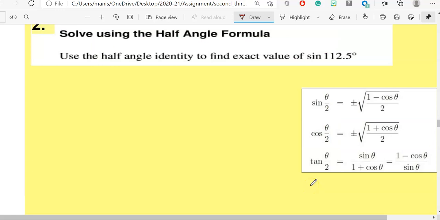Question number 2. Solve using the half angle formula. Use the half angle identity to find the exact value of sine 112.5 degrees. So step number 1, you should ask yourself: does it come in the first quadrant, second quadrant, third or fourth? So 112 degrees is between 90 and 180 degrees, which means it comes in the second quadrant. And in the second quadrant, sine is positive.